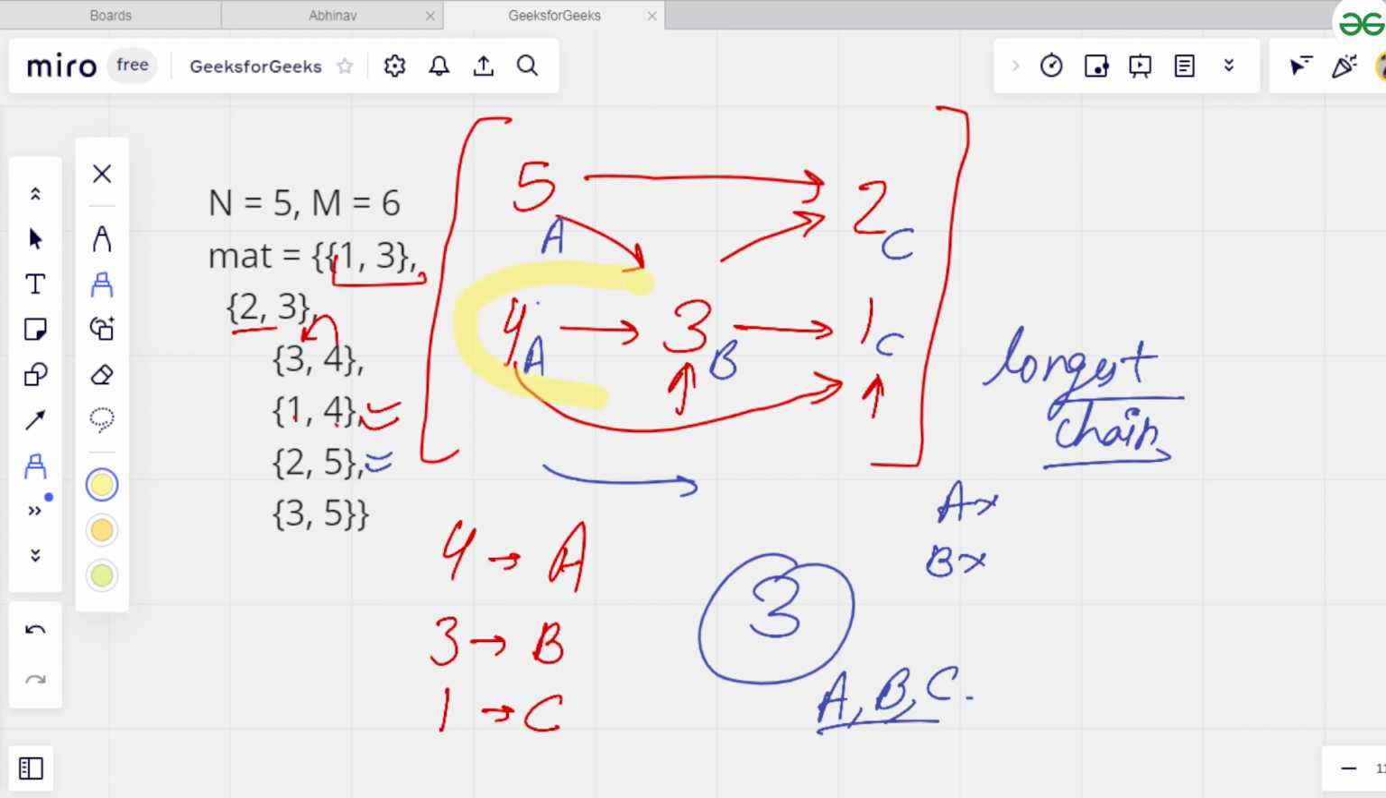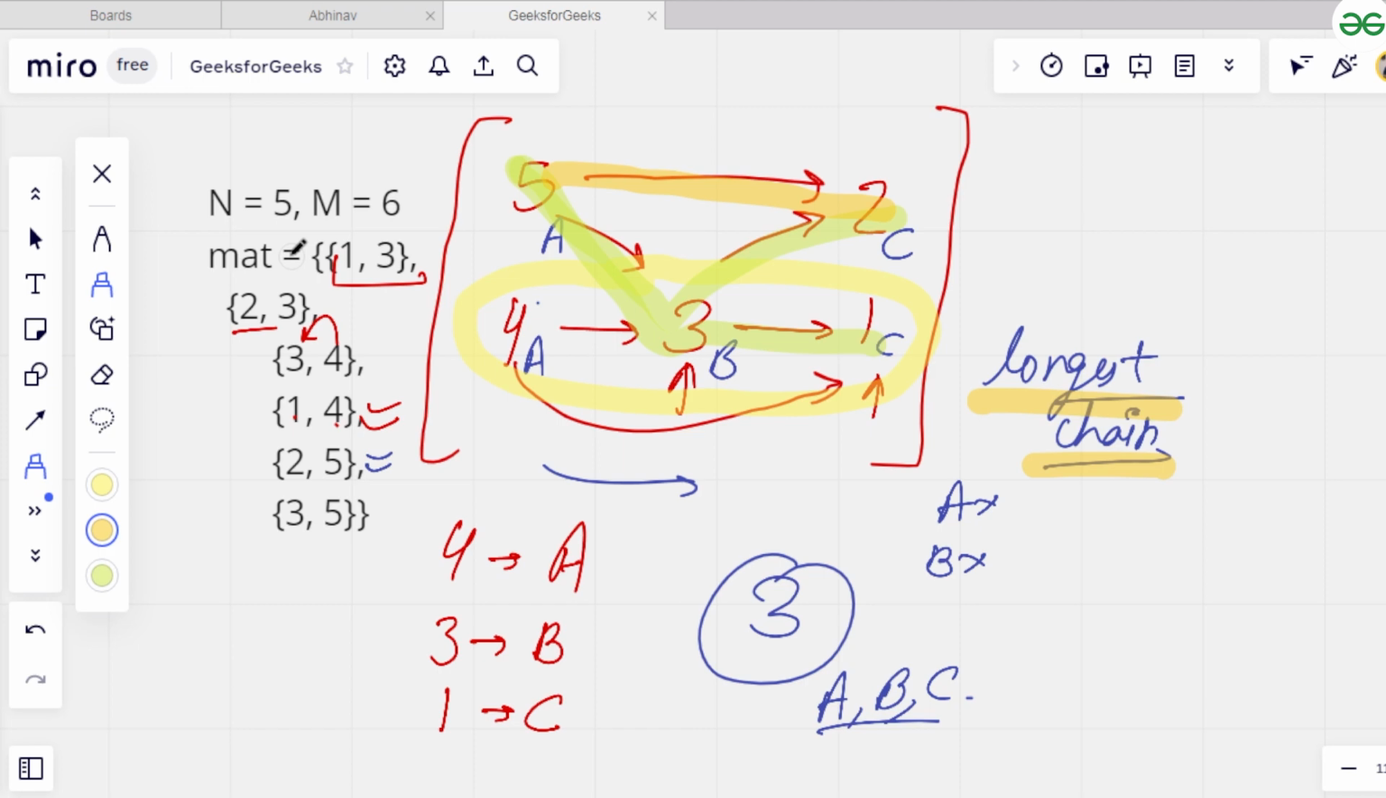This from 4 to 1 is a chain. This is another chain from 5 to 3 to 2, or from 5 to 3 to 1. This is another chain from 5 to 2. So these are some chains in this particular graph. If we take the longest chain, it will tell us how many different colors are required, because no more colors than that will be required.